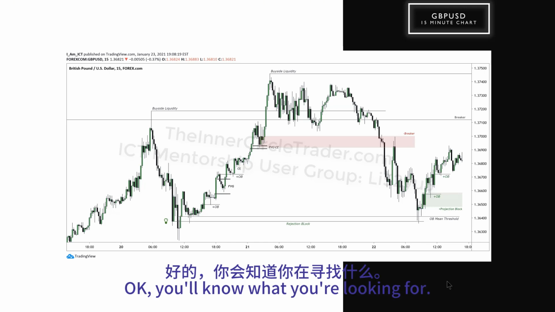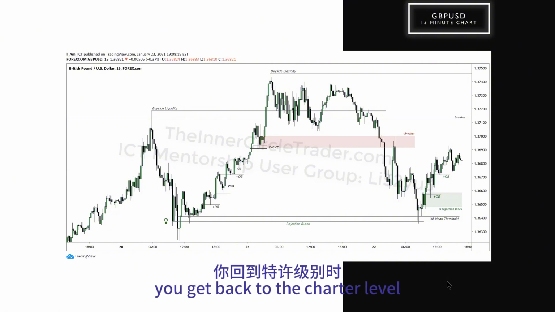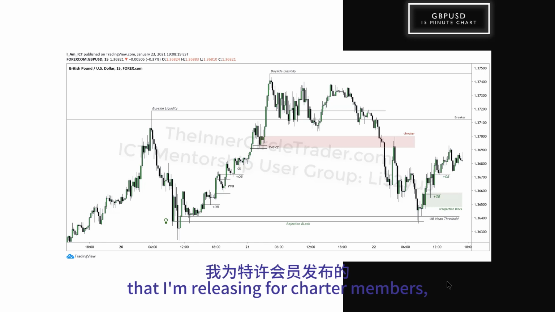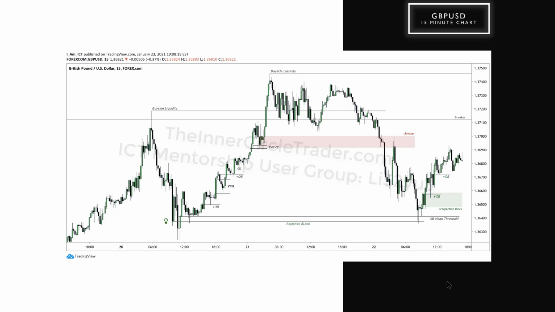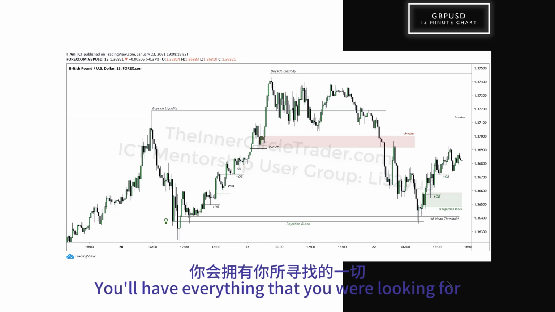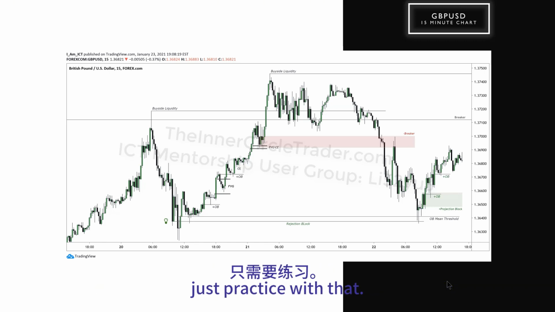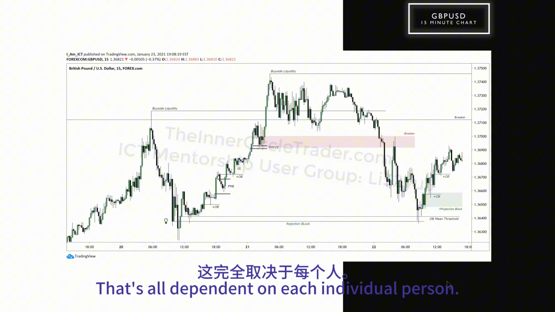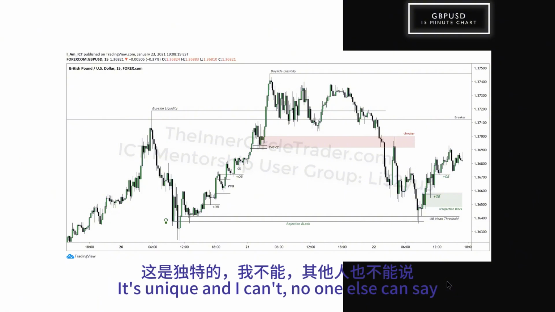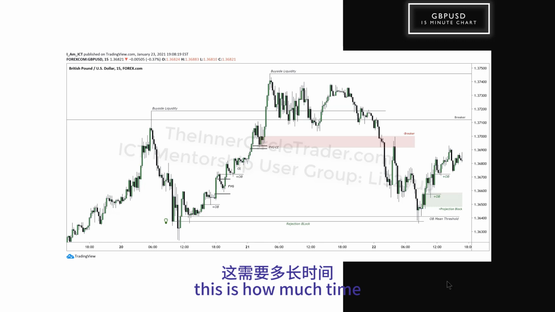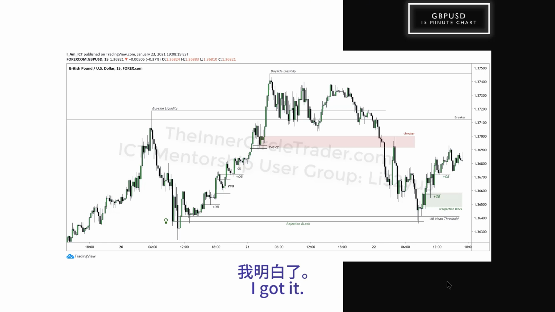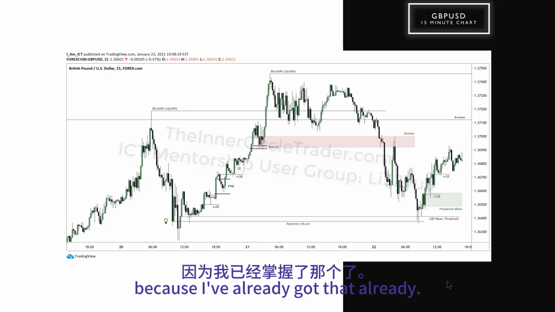You'll know what you're looking for, and then by the time you get back to the charter level models and the algorithmic theory that I'm releasing for charter members, you'll have it. You'll have everything that you were looking for, and then you have to just practice with that. And how much time will you require to get it beyond there? That's all dependent on each individual person. It's unique, and no one else can say this is how much time it's going to take. For some of you, you might go through over the next 4 months as a charter member and say, oh, that's it, I got it. Now I can see it, because I've already got that already.